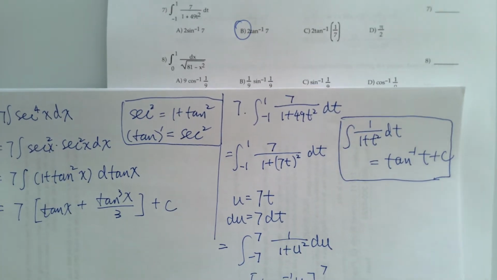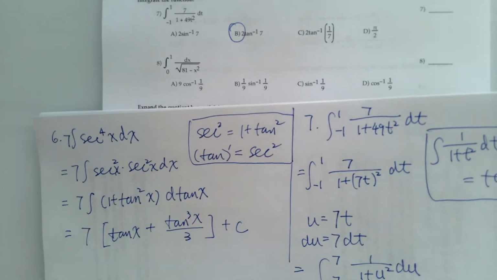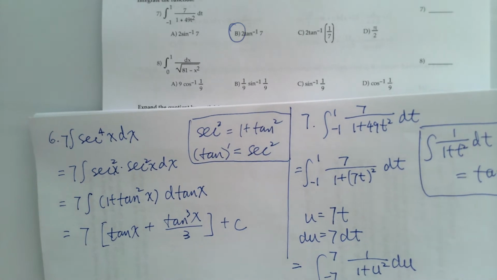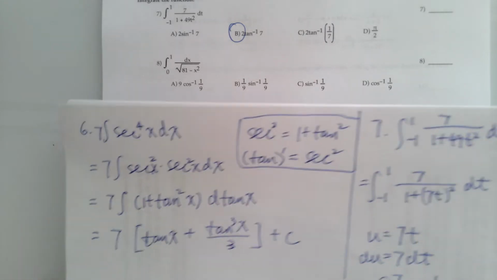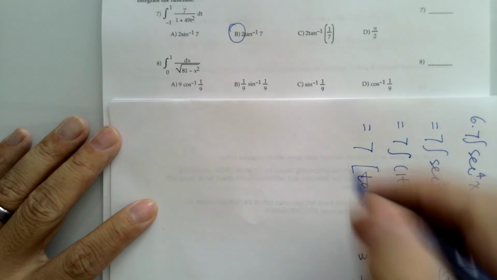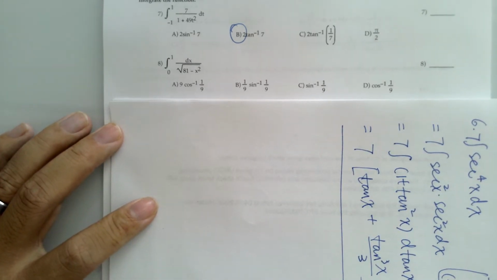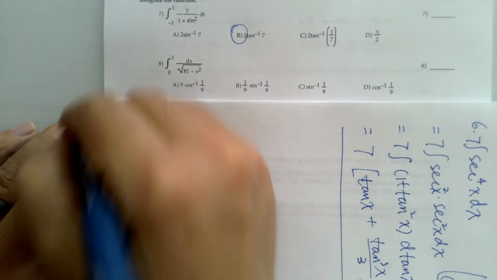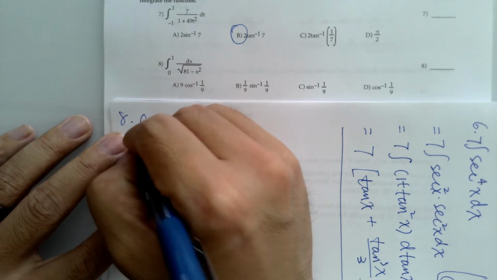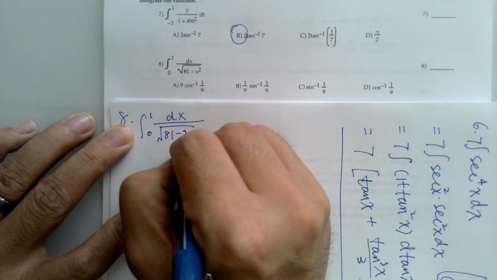Cool. That's number 7. So I think 6 and 7 are the problems of integration with the trig substitution. Number 8, let's see. Cool. So number 8, it's another problem with the trig substitution. So let's see. We have the integral from 0 to 1 of dx over the square root of 9 minus x squared.